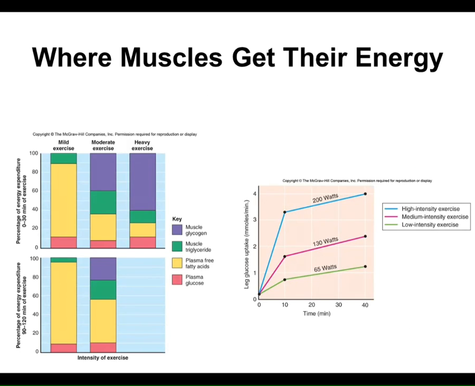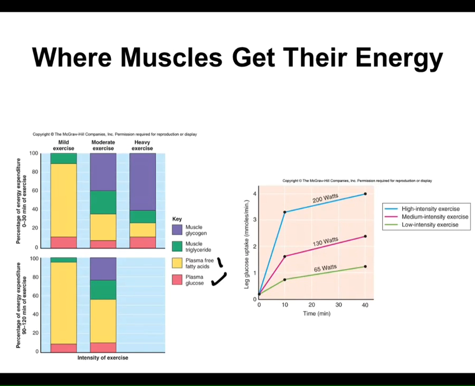A little bit more. There's a few details in here that I want to point out to you. And I know it's hard to see this. So this is percentage of energy expenditure, 0 to 30 minutes. And then this is with mild exercise, moderate exercise, and heavy exercise. Okay. So that's what we're seeing on this slide. Now, percentage of energy. So now over here we have glucose. It says plasma glucose. That's the glucose that's already in your blood, that's already part of you.